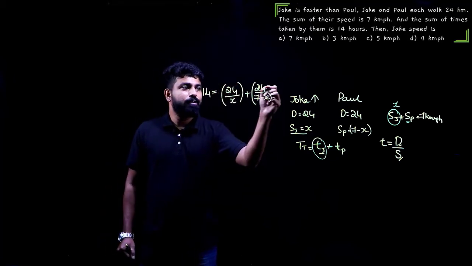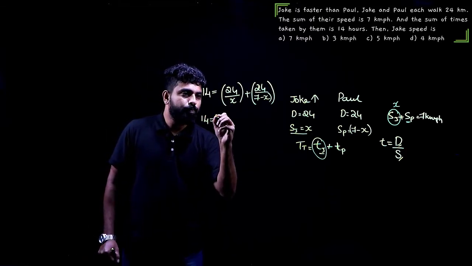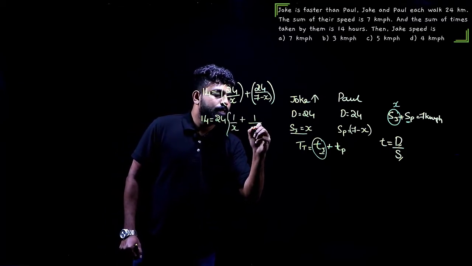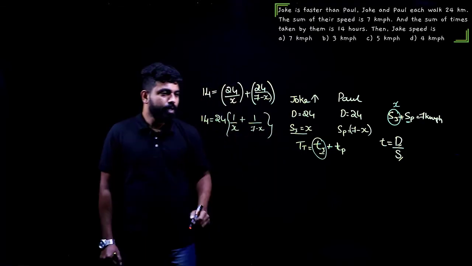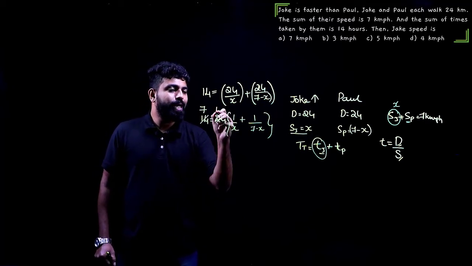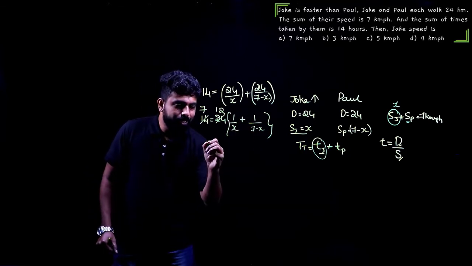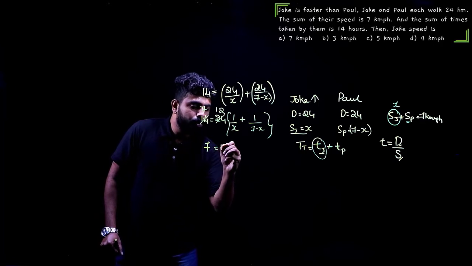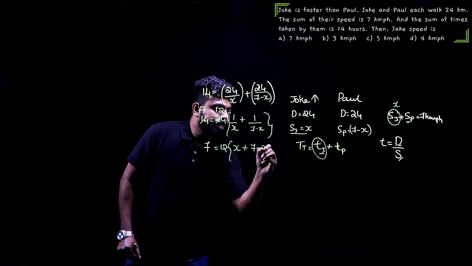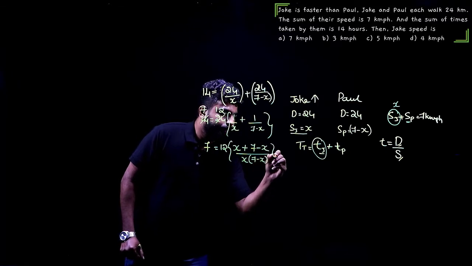Now if I see, there's 24, which is common here. So let me take 24 as common. So 14 will be equal to 24 into 1 by x plus 1 by 7 minus x. Now let me divide these two with 2. So 7 times 2 is 14, 12 times 2 is 24. Now to simplify this equation, I'll have to take the LCM of these. So what will I be getting then? So 7 will be equal to 12 into x plus 7 minus x, the whole divided by x into 7 minus x. Is what I'll be getting.